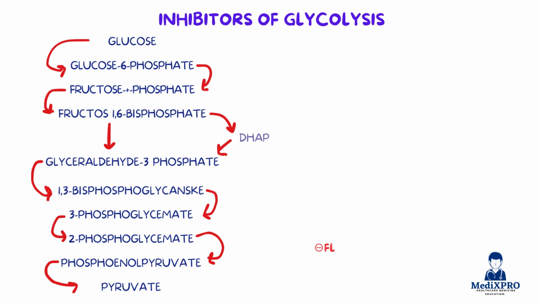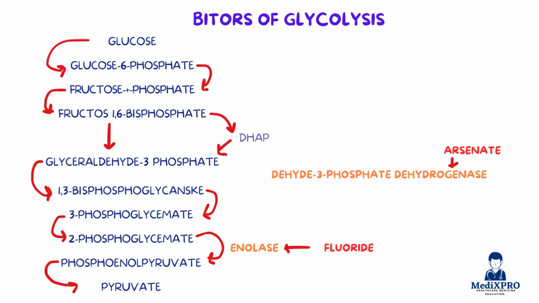Now, let's talk about the inhibitors of glycolysis, which are frequently asked in exams. Fluoride inhibits enolase and is commonly added to lab tubes to preserve glucose levels. Arsenate inhibits glyceraldehyde 3-phosphate dehydrogenase, disrupting ATP production.